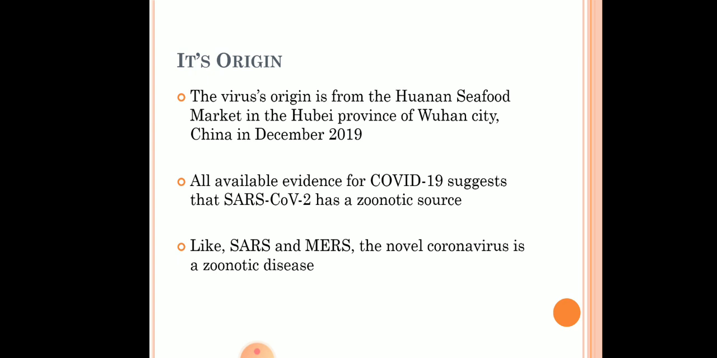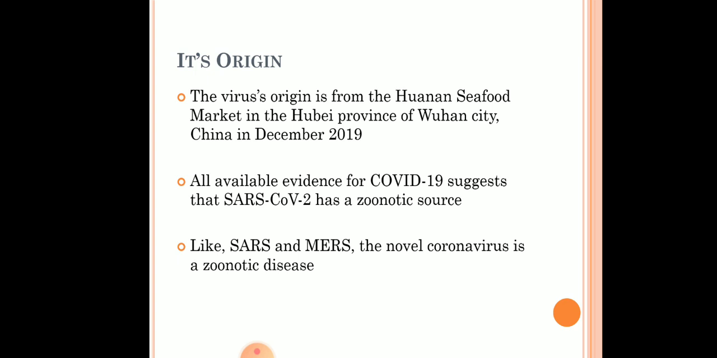Then we look at its origin. You might have heard it before. This particular virus, the novel coronavirus, has originated from the Huanan seafood market in the Hubei province of Wuhan City, China, in December 2019. So that is the place of origin. That is the Huanan seafood market in the Hubei province of Wuhan City of China. And all available evidence for COVID-19 suggests that SARS-CoV-2 has a zoonotic source. Like SARS and MERS, the novel coronavirus is a zoonotic disease. All the evidence says that it is a zoonotic disease.